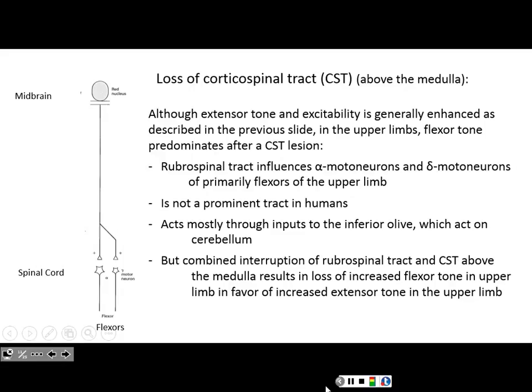In humans, it's a very small tract. It doesn't seem to be that potent. But remember, it has a very strong impact on the cerebellum. So it may be acting indirectly through the cerebellum to make changes in those other systems that are still functional. Somehow, it seems to have some responsibility for maintaining this position in the upper limb.